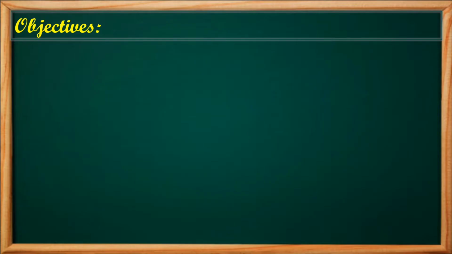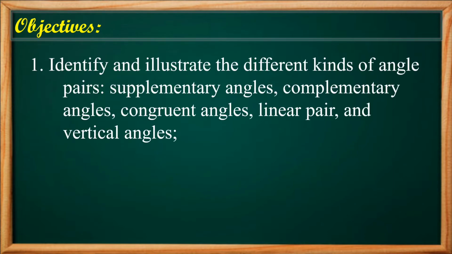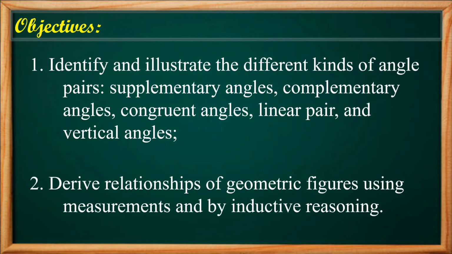The objective for this video is to identify and illustrate the different kinds of angle pairs, which are the supplementary angles, complementary angles, congruent angles, linear pair, and the vertical angles. Also, we will discuss here the congruent angles. Number 2, derive relationship of geometric figures using measurement and by inductive reasoning. We have two objectives for this lesson.